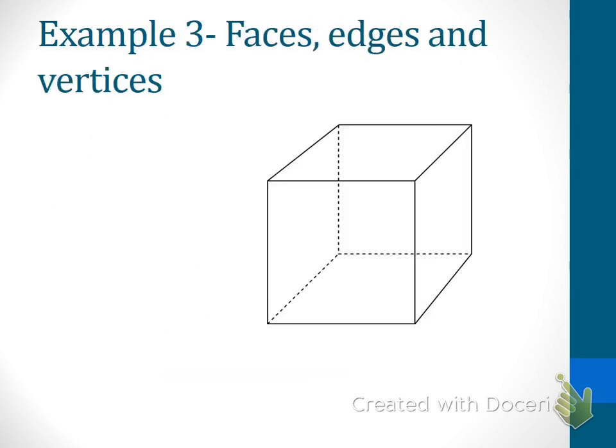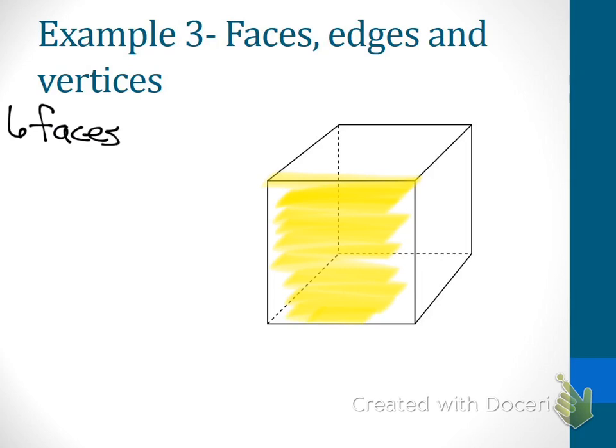Now, what if we have to actually classify faces, edges, and vertices? Well, remember, a face is a what? A side, right? So this is a face, like the front side. And if it has a front, it also has a back, top. It has a bottom, right? It has a left. So how many faces would this cube have? So 6 faces.